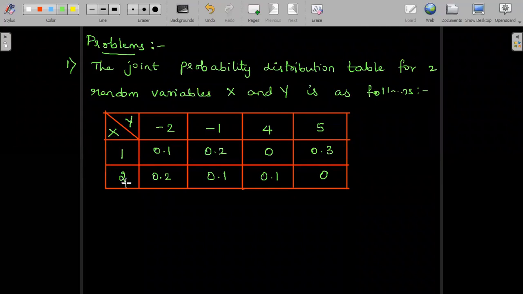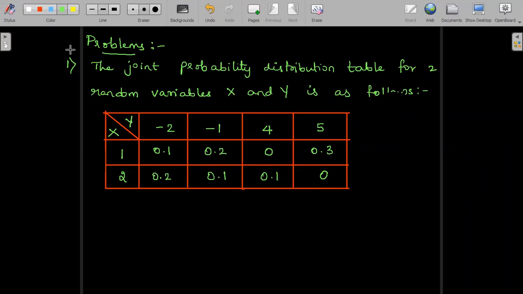The x values are 1 and 2 and the respective y values are -2, -1, 4, 5. So we read y values in the row-wise way, that is -2, -1, 4, 5, and x values are here 1 and 2. And these are our respective JIJs. So J11 is equal to 0.1, J12 0.2, J13 0, J14 0.3. Similarly, J21 0.2, J22 0.1, J23 0.1, and J24 0. So this is the joint probability distribution table given for us.